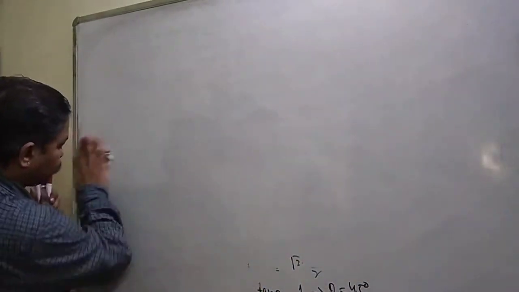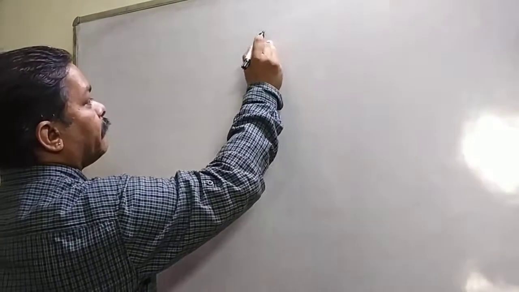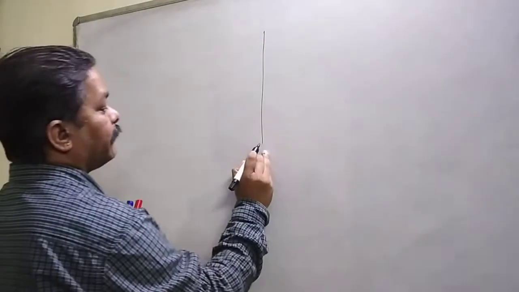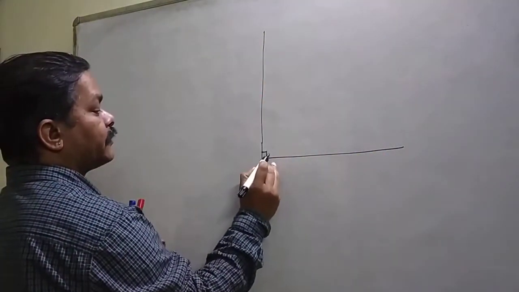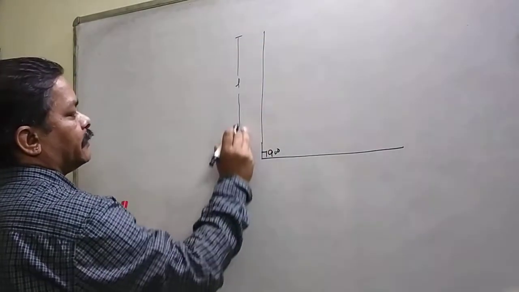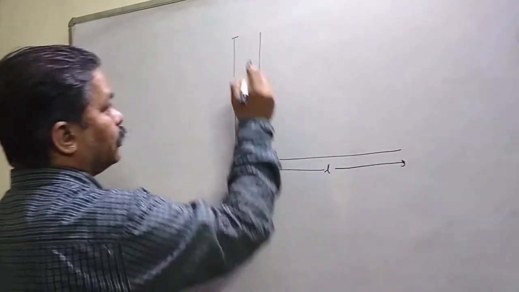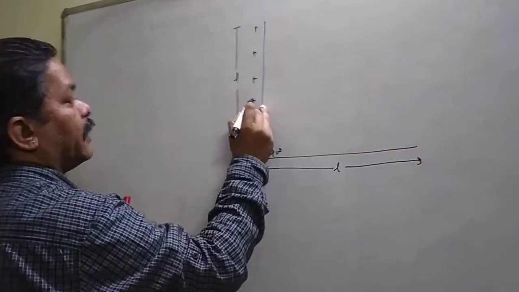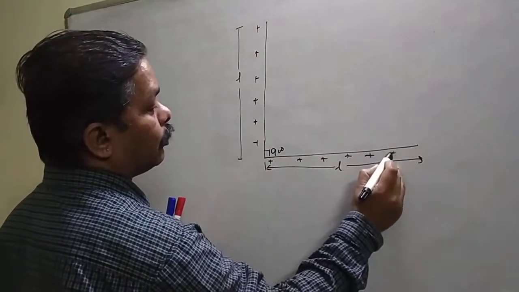Now, suppose you are given a wire in the shape of L. An L-shaped wire. The two arms make an angle of 90 degrees with each other. The length of each wire is the same, and the charge density we are also taking the same, lambda. This is the charge given uniformly on the wire.